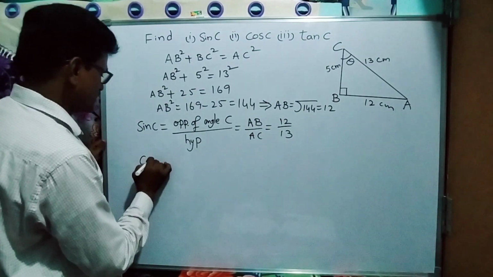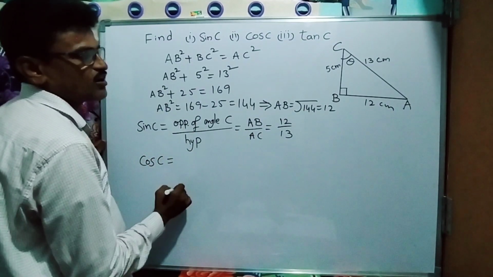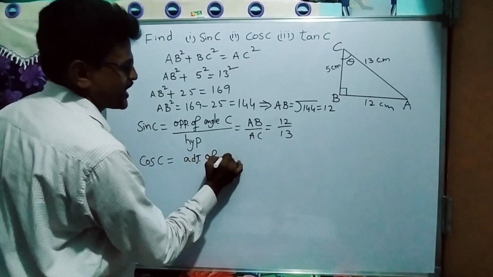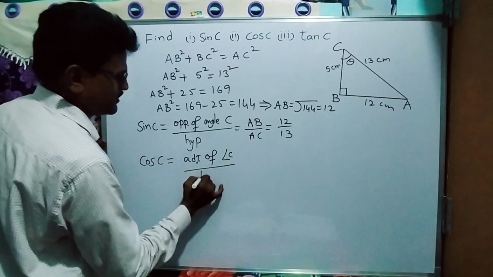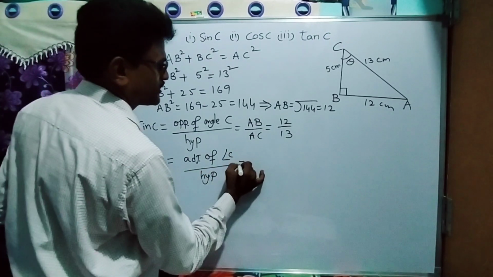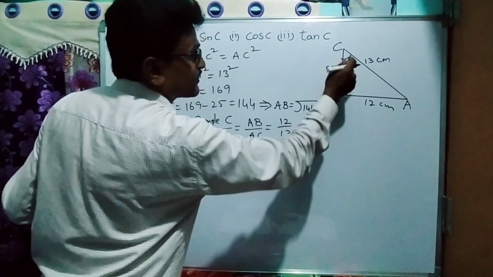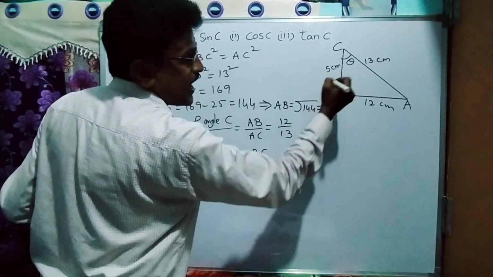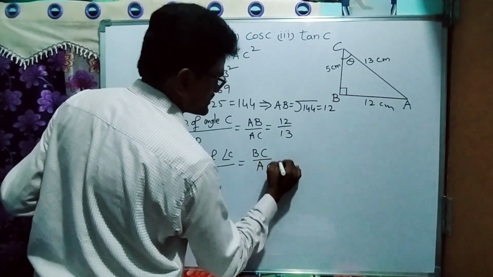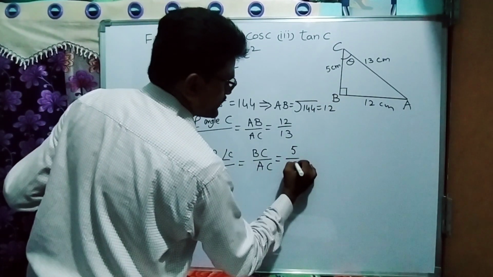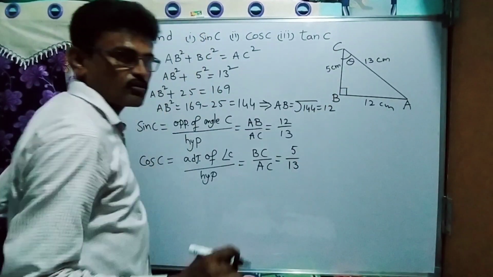Now they are asking cos C. What is cos C? Adjacent of angle C by hypotenuse. Adjacent is BC for angle C. And what is hypotenuse? Once again, AC. Now BC here is 5 and AC is 13. So 5 by 13 is cos C.